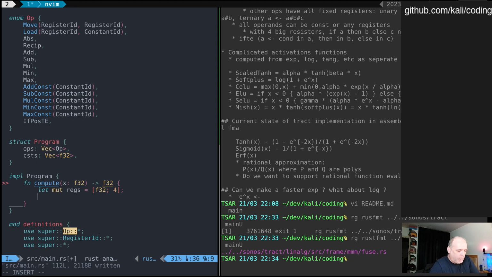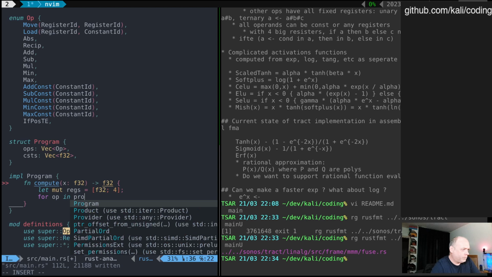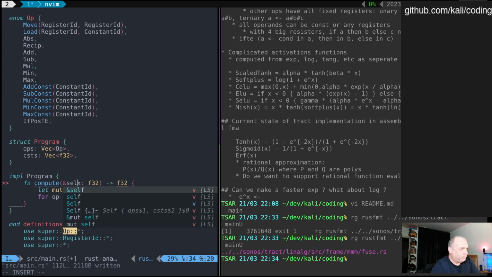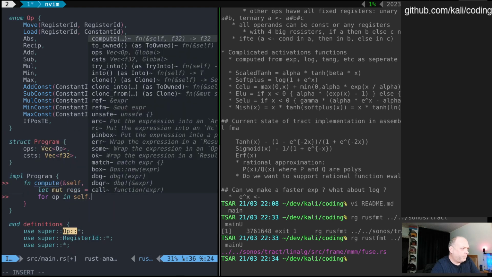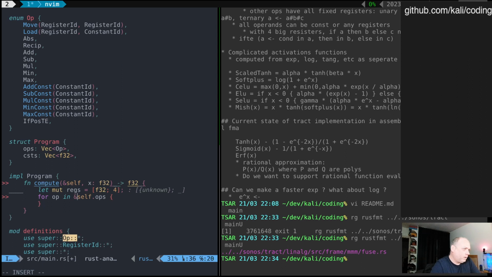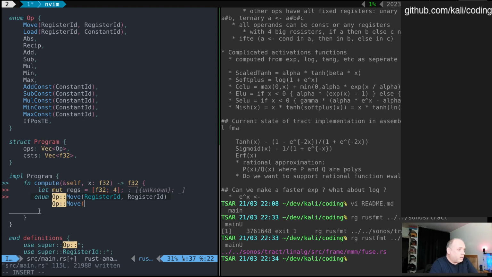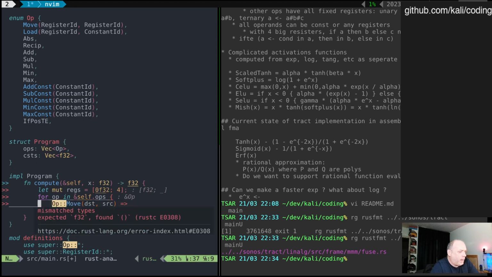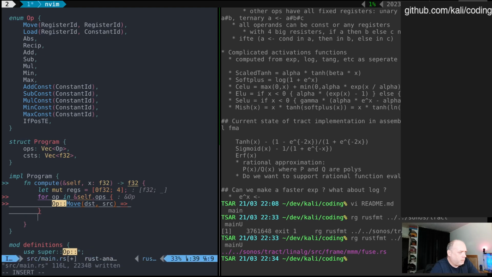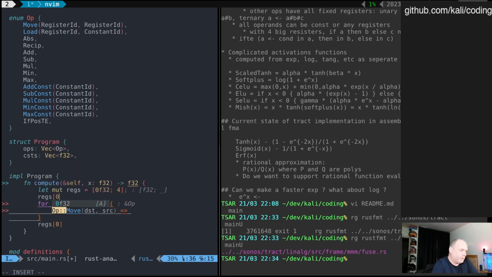And so I need a PC that will point to the first function, or I can actually just do it like that, for op in program dot self.ops. Of course I need self. And so we have a bit of work here. Op move from, so dest source. And so this is a move between two registers. So I'm gonna need a 0, and we are going to return x of 0, and we need to initialize the first register to x.